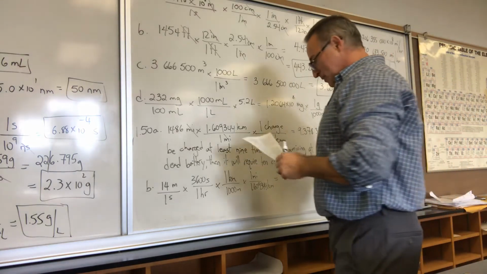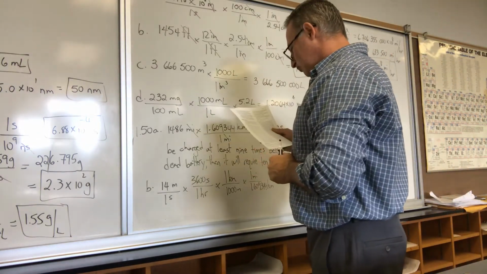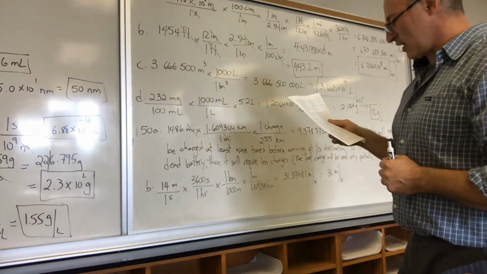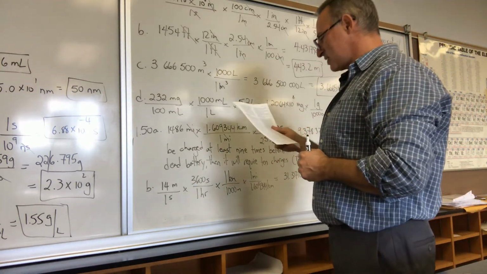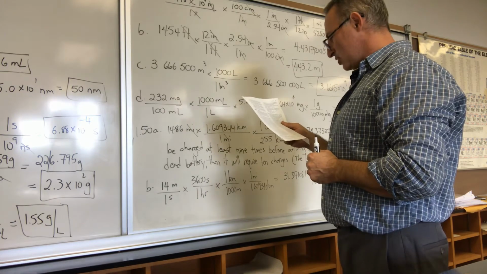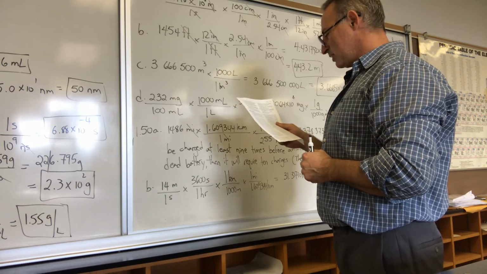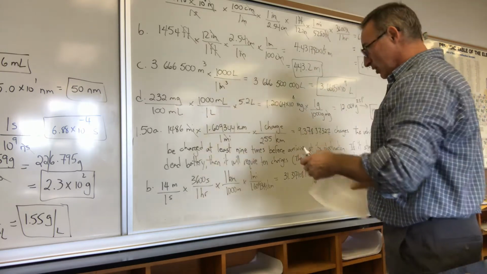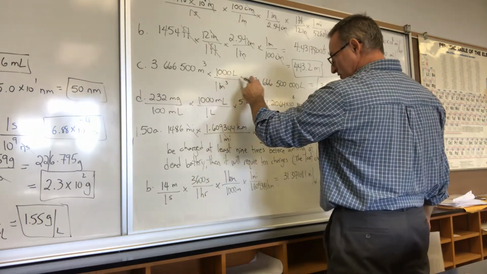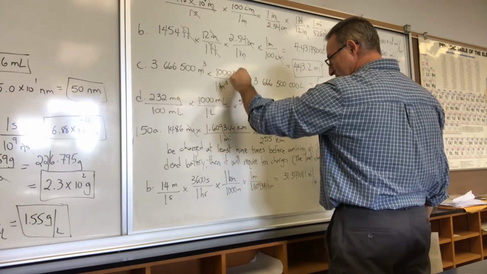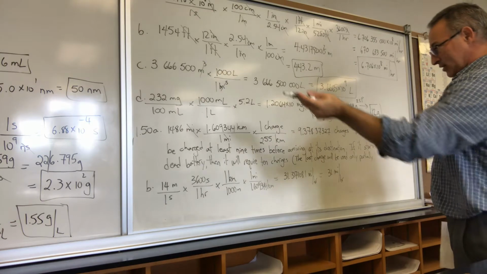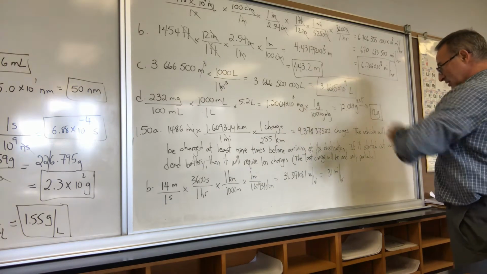In C, you're asked, the vehicle assembly building at the Kennedy Space Center in Florida has a volume of 3,666,500 meters cubed. Convert this volume to liters and express the result in standard exponential notation. So I'm going to first convert to liters by canceling meters. There's 1,000 liters per meter cubed, and that's it.